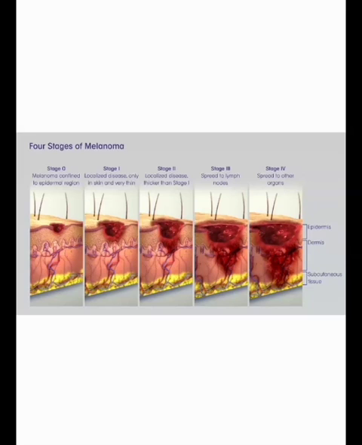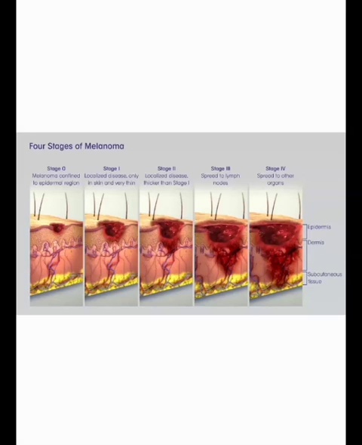In stage 3, it will spread to lymph nodes. So it will spread through lymph nodes and other areas. The skin lesion can occur again. In stage 4, it spreads to other organs. Malignant melanoma will spread to other organs. So those are the stages of melanoma.